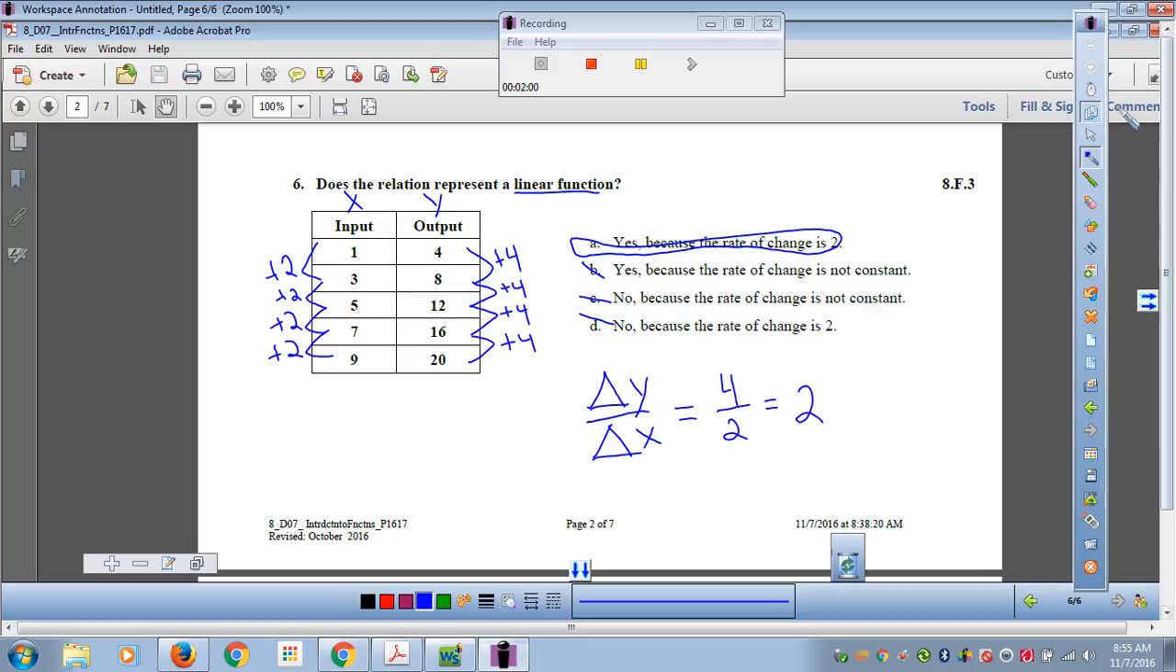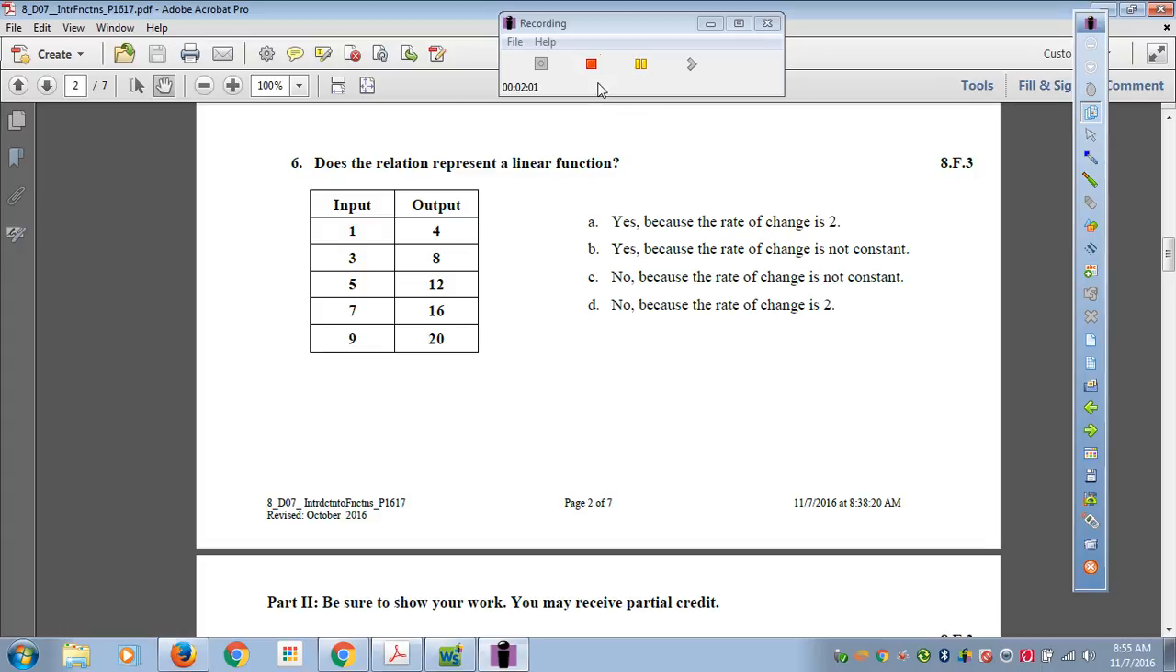If you're still having trouble with this concept, make sure you see your teacher for another explanation.